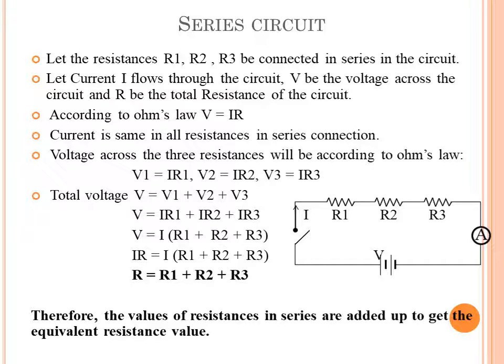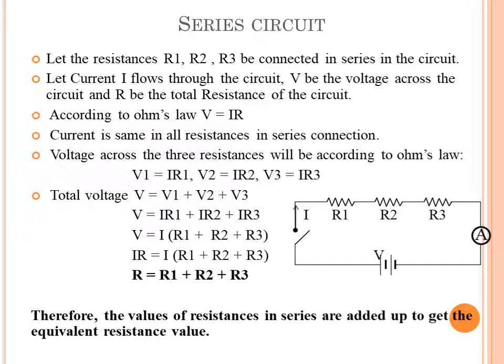So by Ohm's law we can say that V is equal to IR. But can you see the circuit? Can we just visualize and say that current in all the resistances is same? Yes. So applying Ohm's law to the individual resistance, we can say V1 is IR1, V2 is IR2, V3 is IR3. Total voltage will be V is equal to V1 plus V2 plus V3.